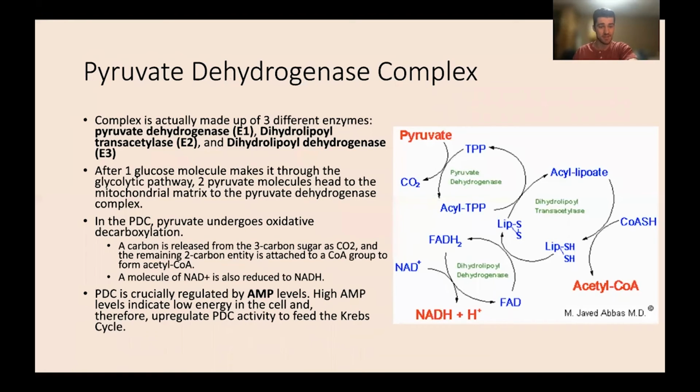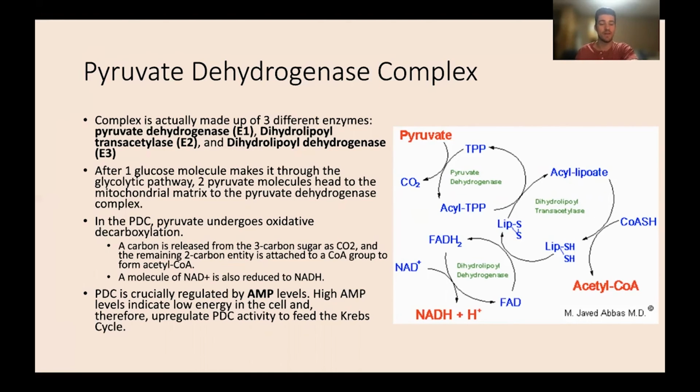So in the PDC, pyruvate undergoes oxidative decarboxylation. So remember what decarboxylation is. It's that release of carbon dioxide. So a carbon is released from the 3-carbon sugar as CO2, and the remaining 2-carbon entity is attached to a CoA group to form acetyl-CoA, because that remaining 2-carbon entity is an acetyl group. So we attach that to CoA, and that's how we get our molecule acetyl-CoA.